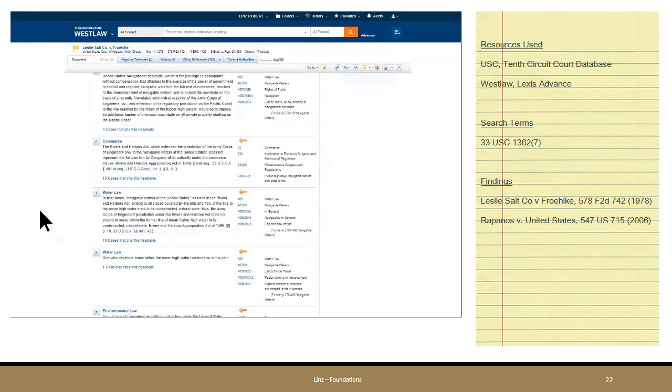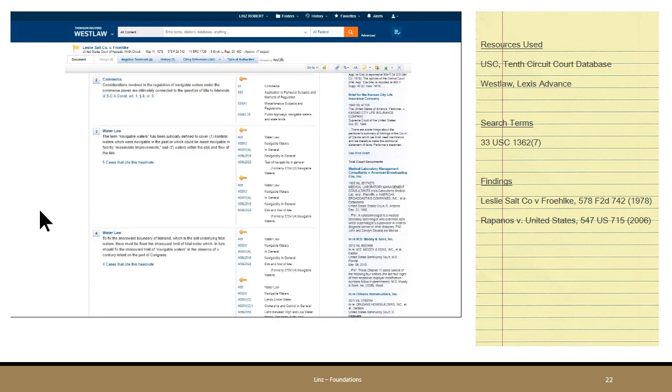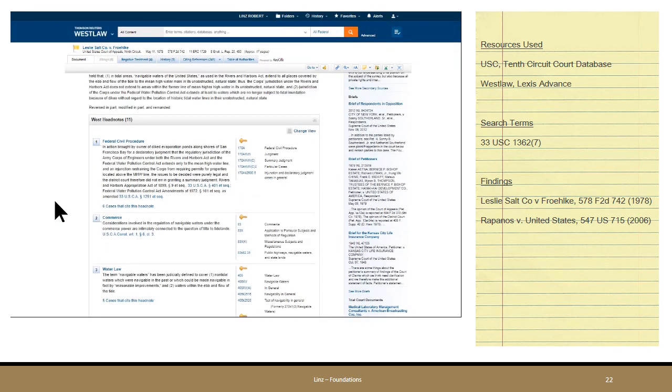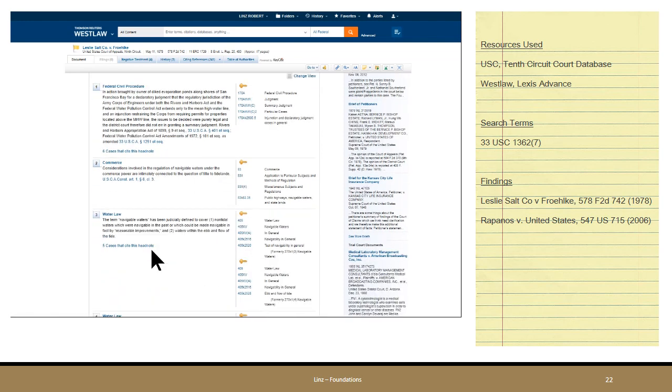The treatment of headnotes is a little different, though, on Westlaw. So here we see headnotes 1, 2, 3, etc., starting with federal civil procedure, commerce, water law. And again, the 3 is the location in the case where the editors found this point of law. So if you click on 3, it'll jump you down to the point of the case where they talk about it. And this looks useful, right?